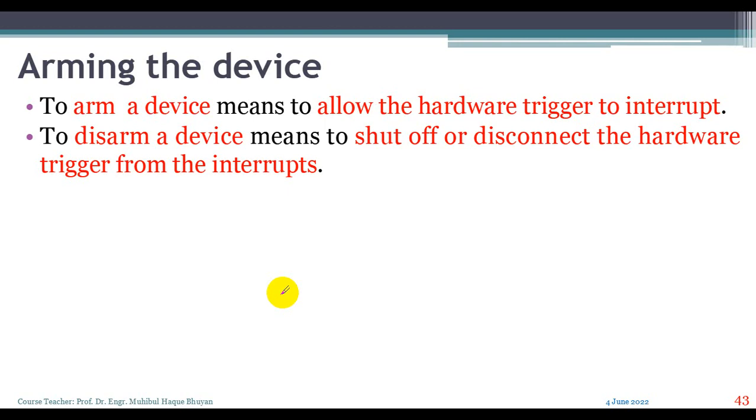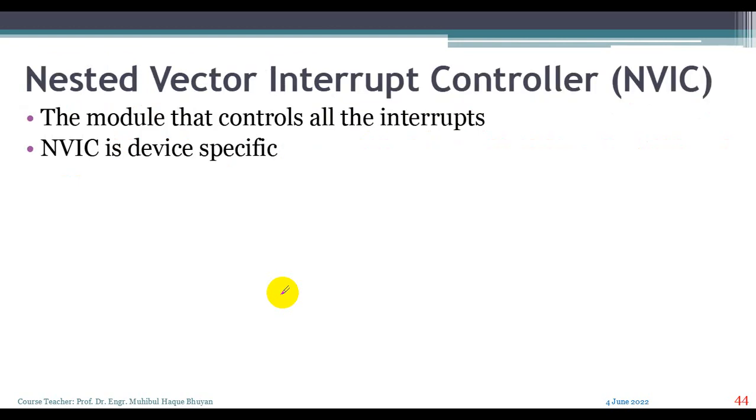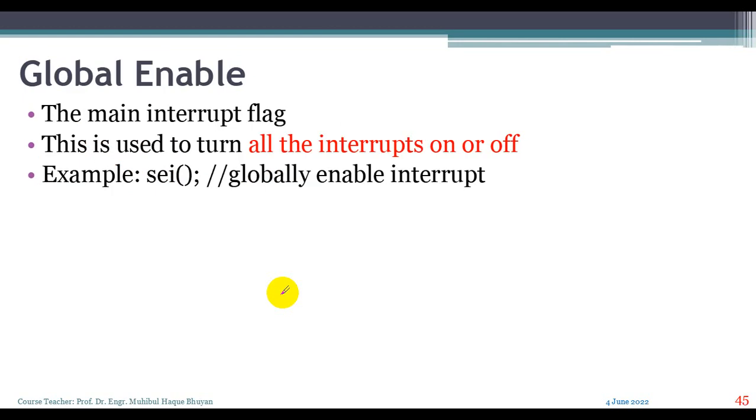To arm a device means to allow the hardware trigger to interrupt. To disarm a device means to shut off or disconnect the hardware trigger from the interrupt. Nested vector interrupt controller, NVIC, is the module that controls all the interrupts. NVIC is device specific.